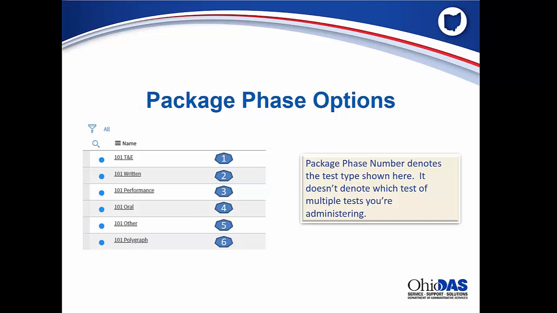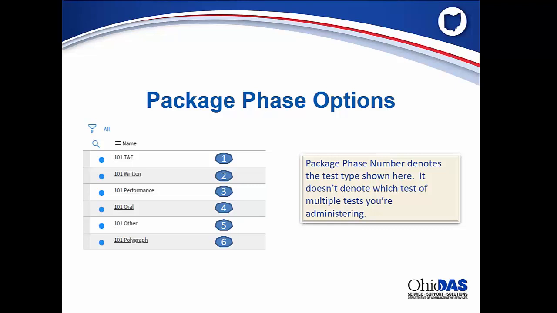As I said a few slides back, we would cover the package phase options, and this is it. So when we click on the magnifying glass for the package phase, this is the pop-up window that shows our different test types. T&E at the top is for training and experience. I've actually put those numbers in. They're not really in the system, but their number shown here is just simply how they line up on this page, as you can see, 1 through 6.